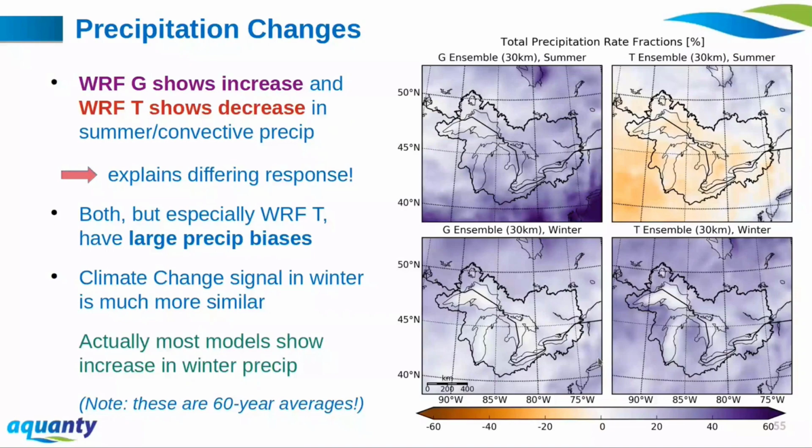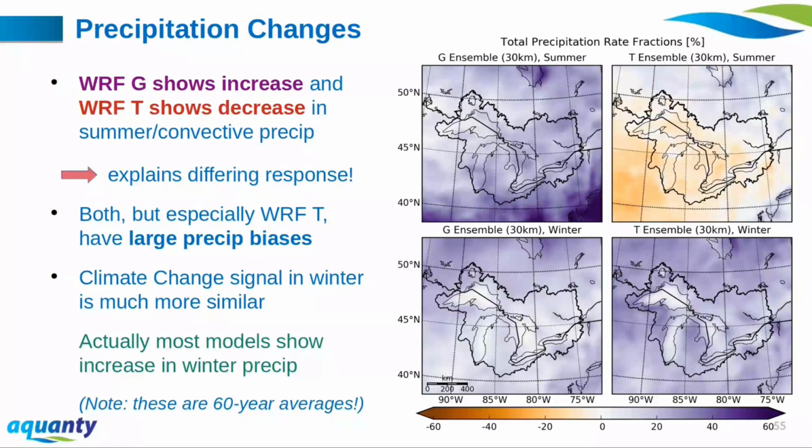And also note, these are 60-year averages, right? So this is not natural variability. We can be pretty certain that this is a model thing. This is because of the different ways that precipitation is represented in these two different simulation ensembles. And you will probably find something similar when you do your analysis, right? So be prepared for that.